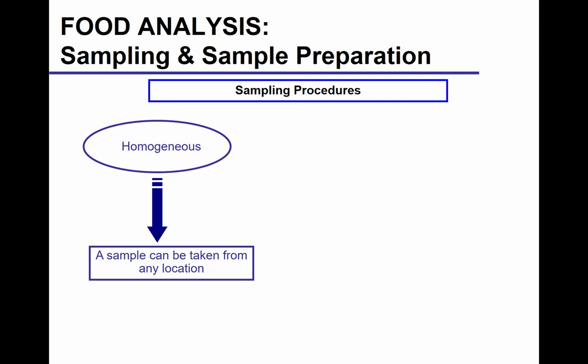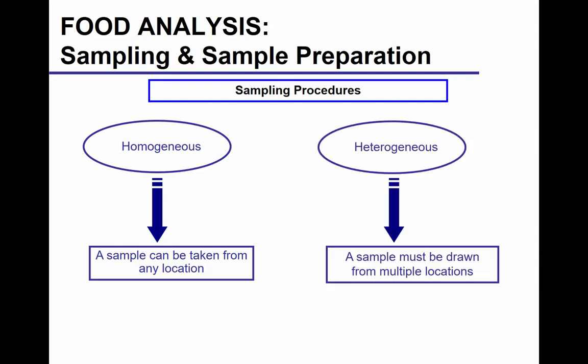So if it's a flour sample, it's homogeneous by nature. Went through the milling, everything is homogeneous. So the sample can be taken from any location, basically. However, if your sample is heterogeneous, either you homogenize it or you have to take a sample from multiple places.